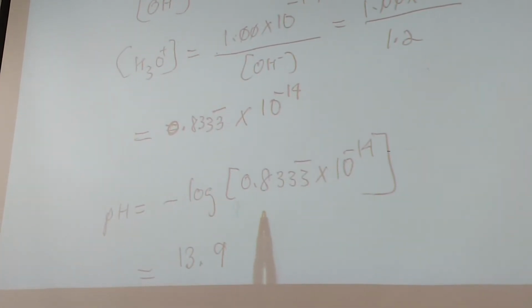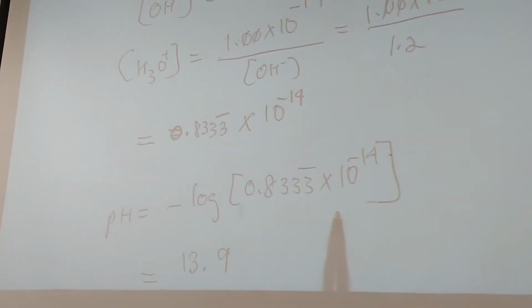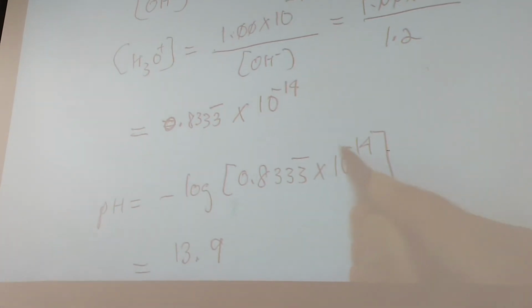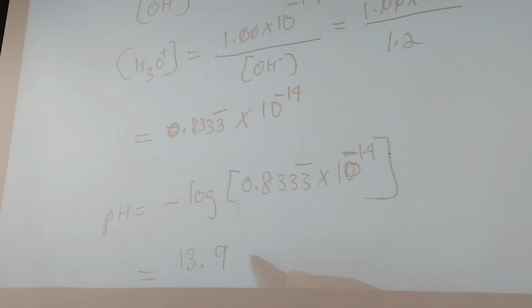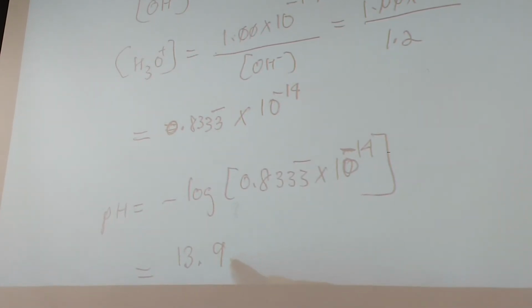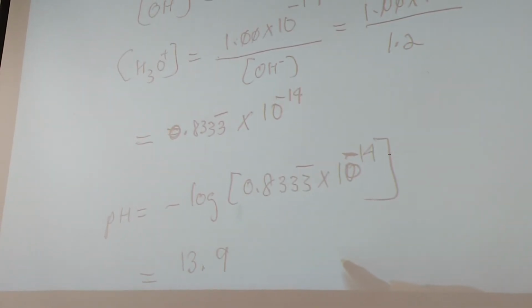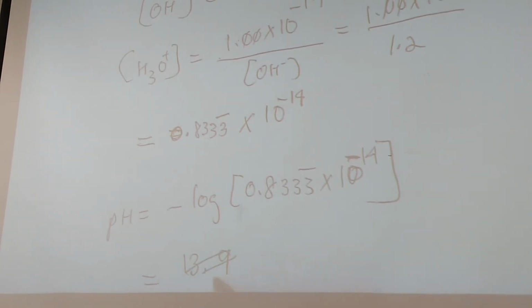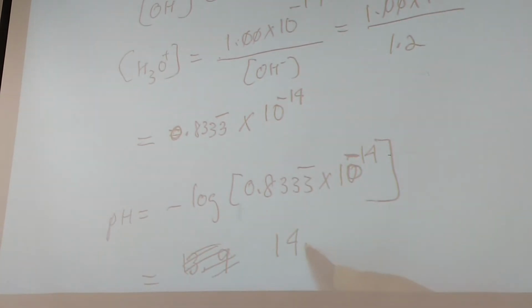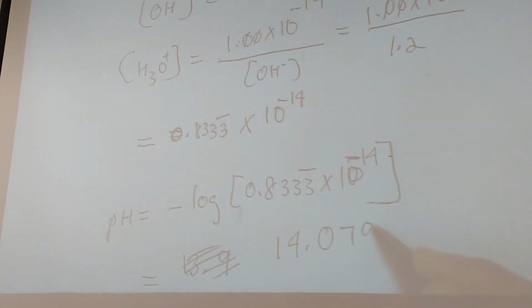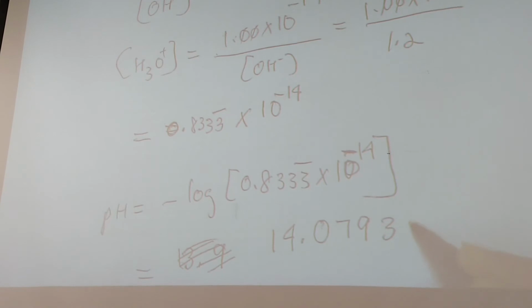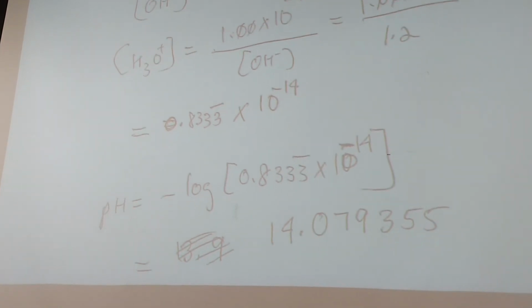Minus log of 0.8335 times 10 to the minus 14. This is 10 to the minus 14. Yeah, it's about 14 point what? 14.079355. Are you sure? Yeah. Okay. So it's not 13.9? 14.0? Yeah, 14.079355.